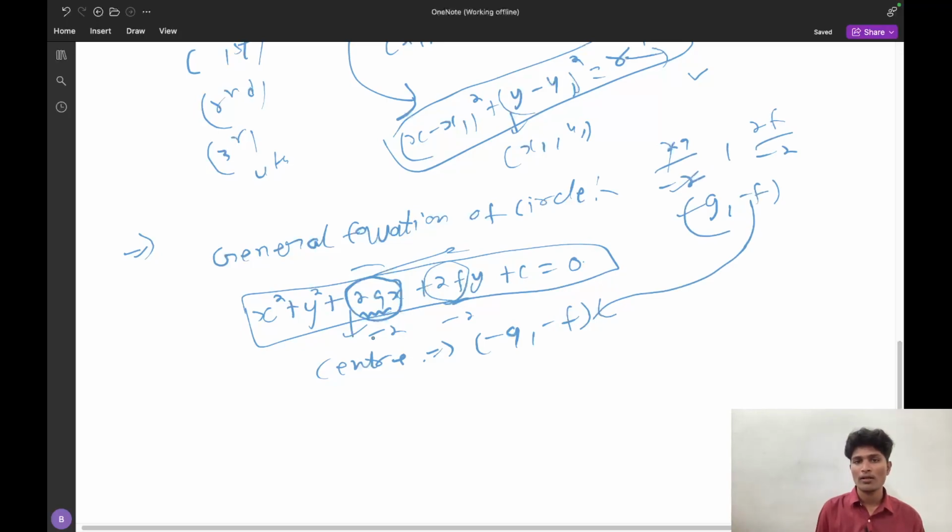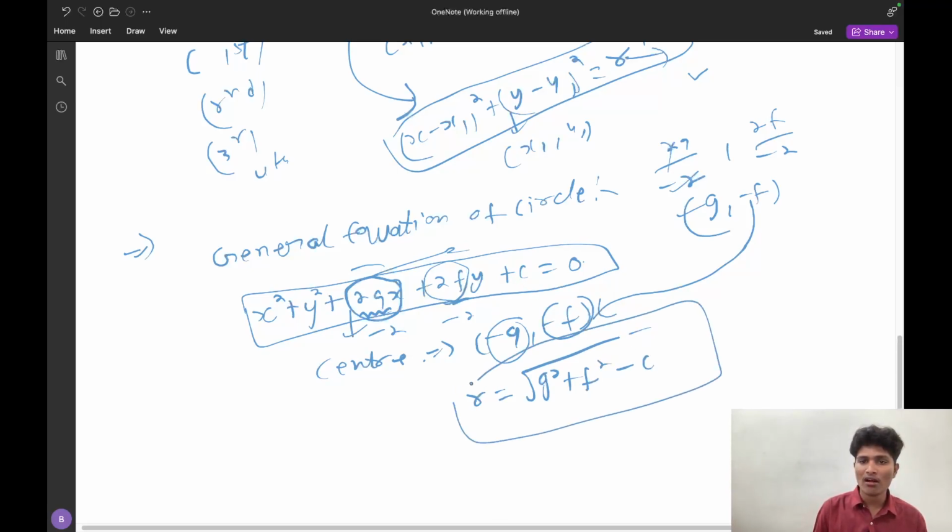So this is a shortcut. And what is the radius? In order to find the radius, simply take r equal to the root of g² + f² − c. You have to separate the minus c. So this is called the radius.